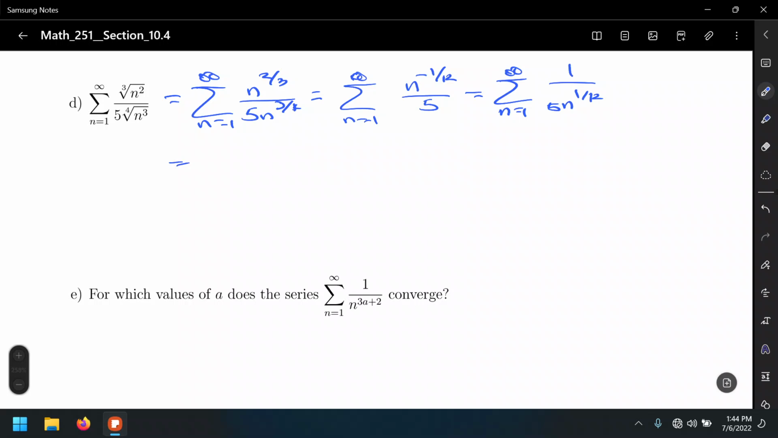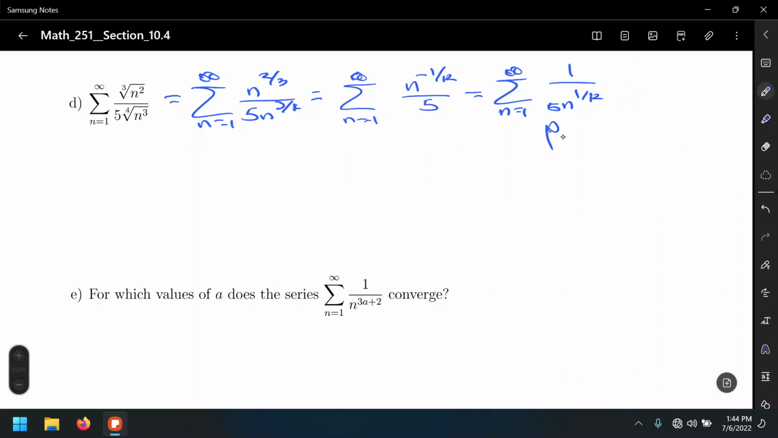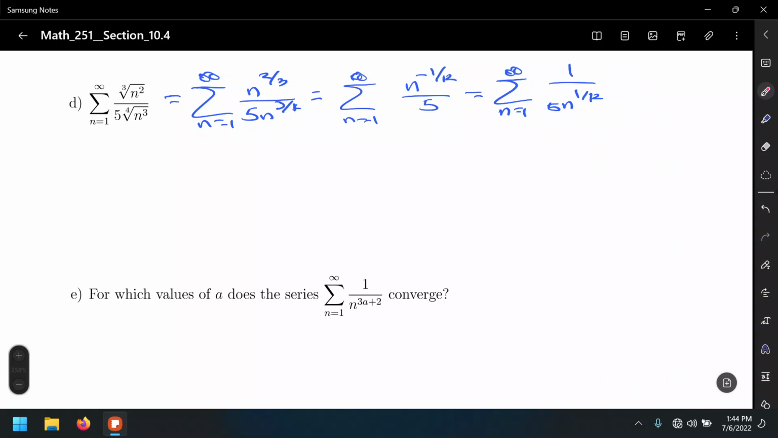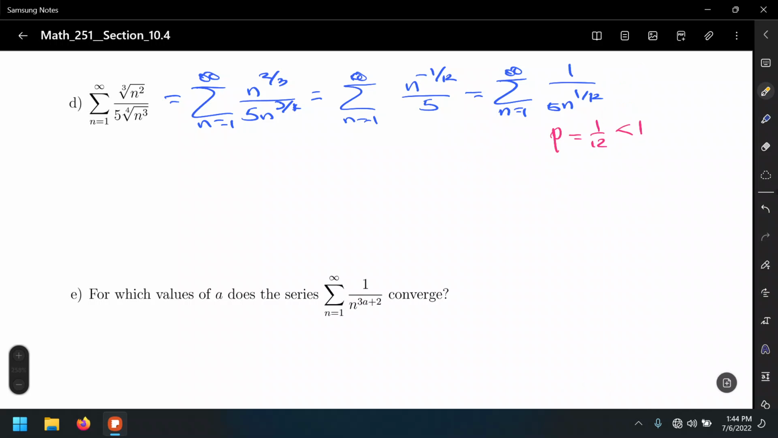And from here we can get the value of p, which happens to be 1/12, which is less than 1, and by the p-series test it diverges.